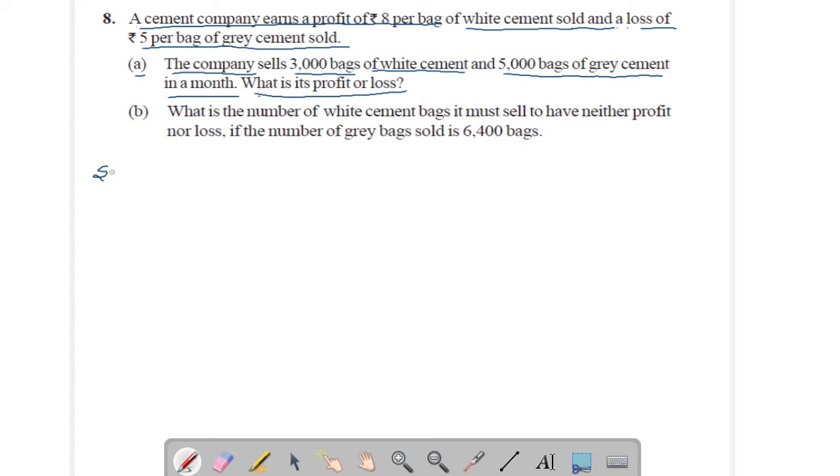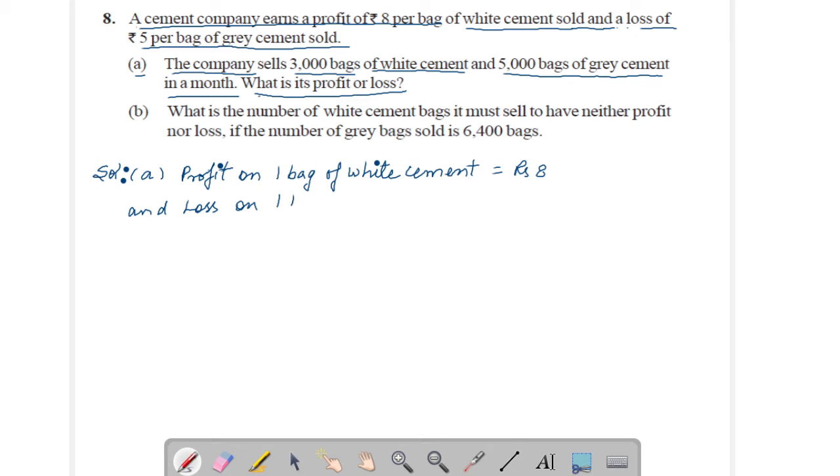See the solution of A part. Profit on one bag of white cement equal to rupees 8, and loss on one bag of grey cement equal to rupees 5.